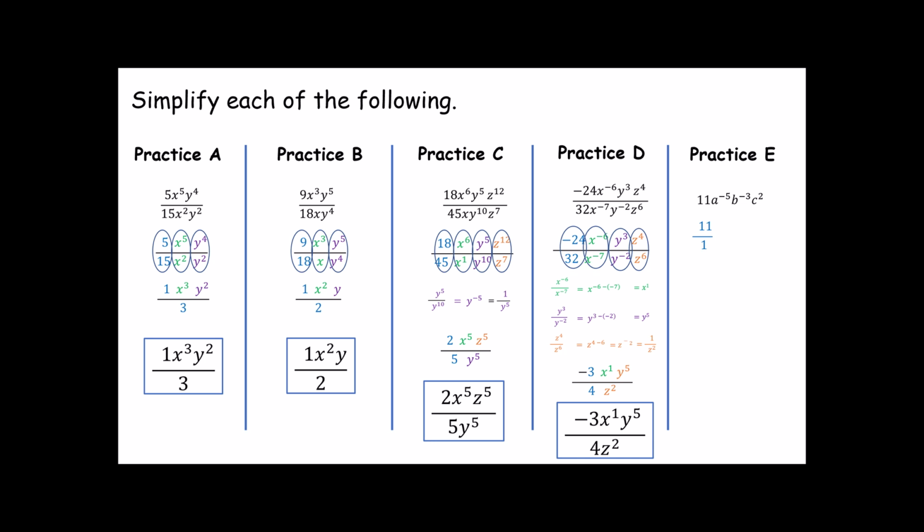Notice I have an 11. That's the same as 11 over 1. This is a to the negative 5. A negative exponent says use the reciprocal. B to the negative 3rd says use the reciprocal. And c squared is just itself, or we could write it over 1. Now that I've got all that written out, all I've got to do is put it back together, and there's your answer.